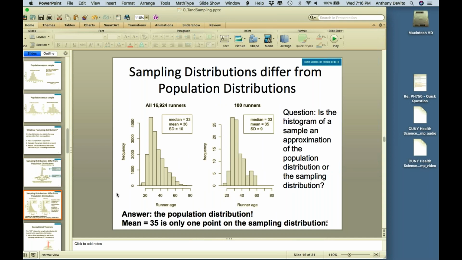Okay, here we go. It's a histogram. Question: is a histogram of a sample an approximation of the population distribution or the sampling distribution? As we said before, it's an approximation of the population distribution, because it's only a single sample. It really represents the same people that are in the population. This is that first graph that we looked at, which is just 100 runners randomly selected from here, not a distribution of repeated samples, right? Yep, okay, good.